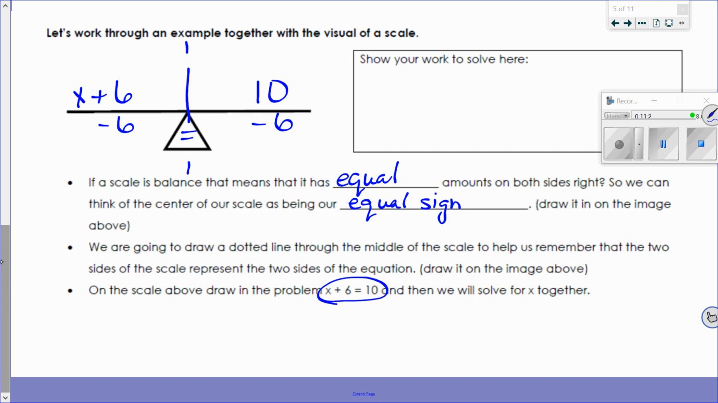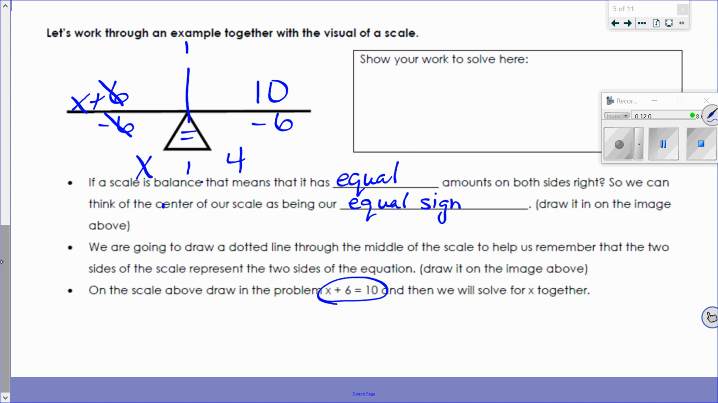So here's the part that we're getting to. I have the 6, and I've taken that 6 off, right? What is left on this side of my scale, Kaden? What's left on this side of my scale after I took 6 off? X. And on the other side, 4. So I now know what that x was: the x equaled 4.